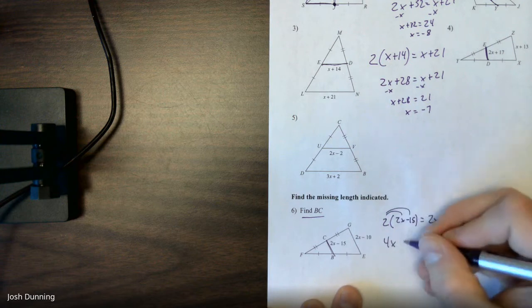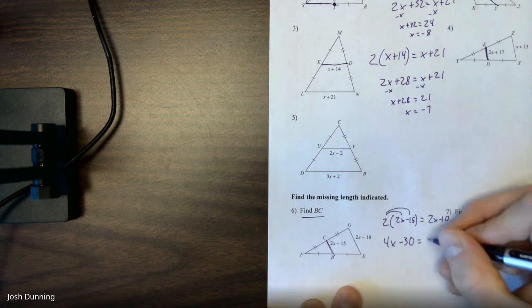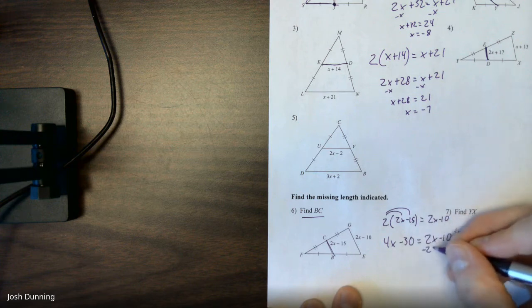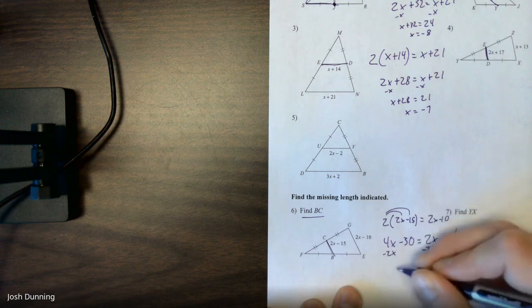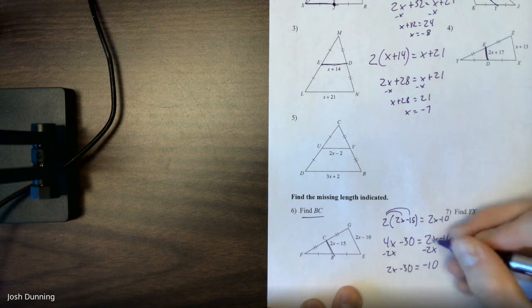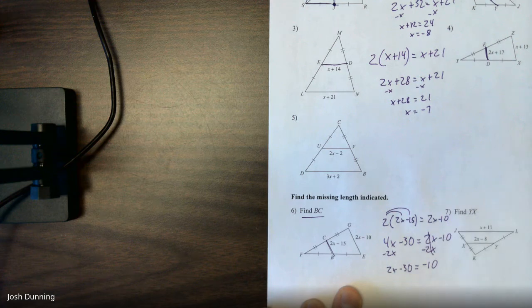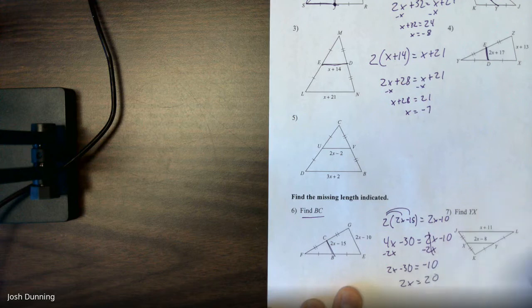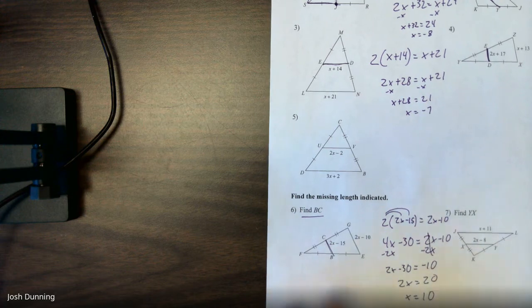4x minus 30. We want our x's all on one side, so I'll subtract 2x. Don't drop that negative. Now we'll add the 30. Negative 10 plus 30 is 20. Divide by 2. We get 10. We're done the hard part.